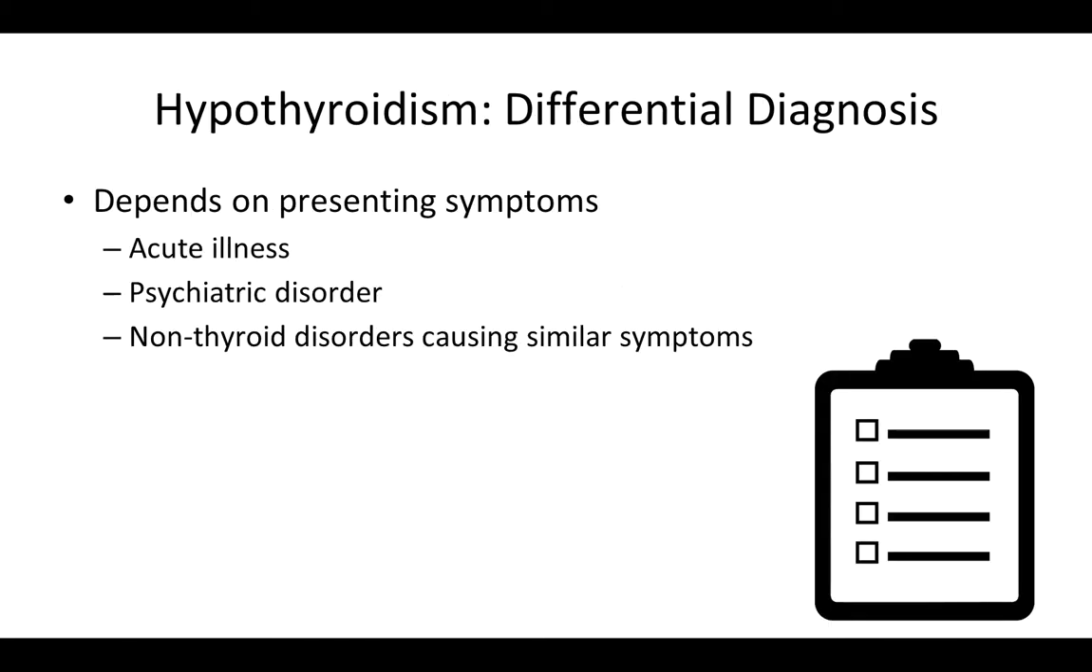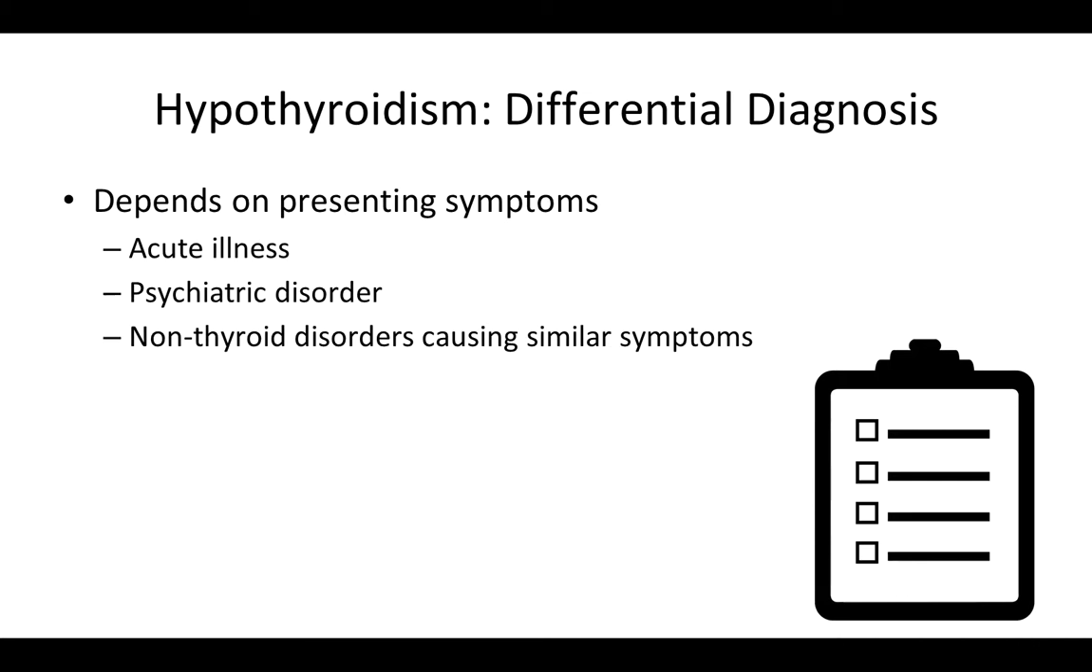So your differential diagnosis is going to depend on the presenting symptom. So the things that you really need to rule out first: is the patient acutely ill? Do they have a psychiatric disorder and this is a manifestation of the psychiatric disorder? Or are there non-thyroid disorders that cause similar symptoms? So the differential is not huge on this.